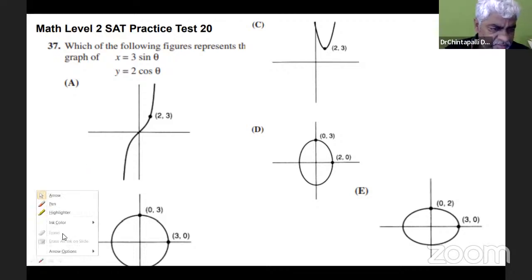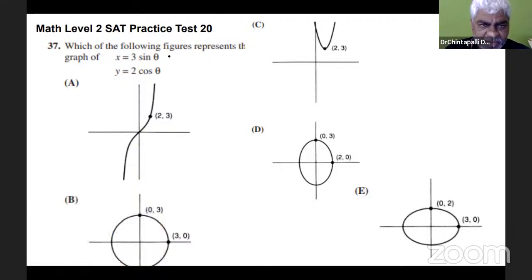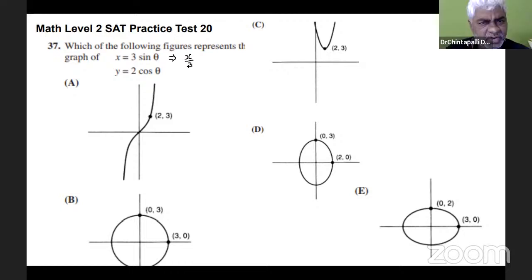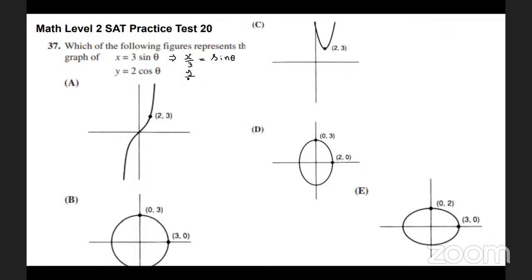I am telling you one thing. What is the value of x by 3? X by 3, sir. Sin theta. Very good. What is y by 2? Y by 2 is cos theta.